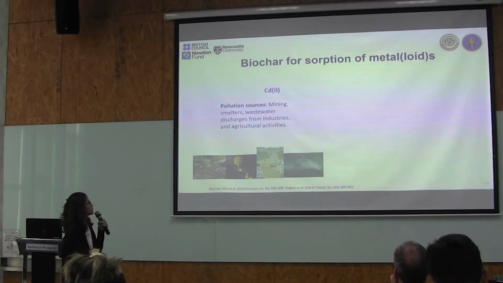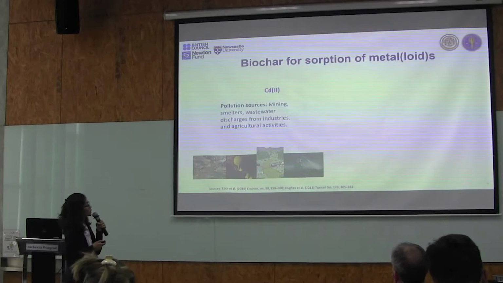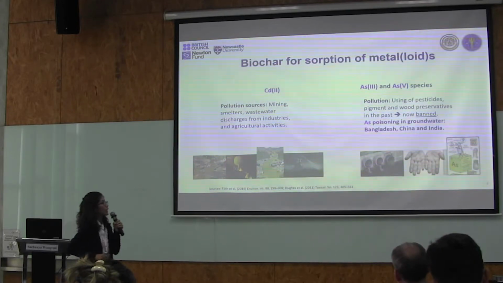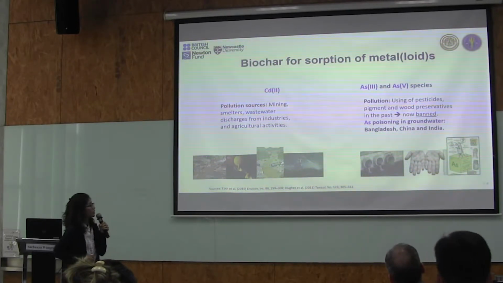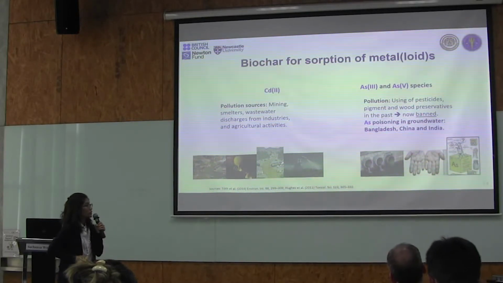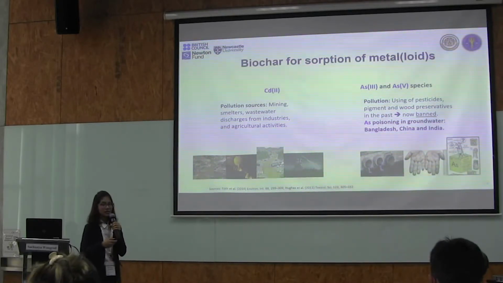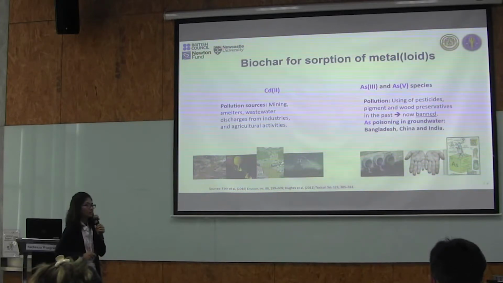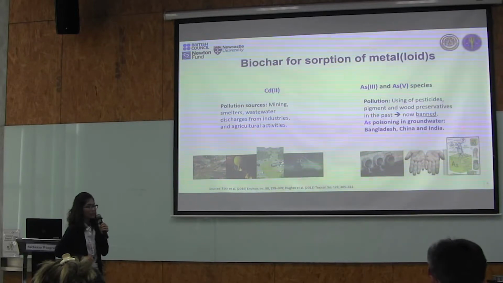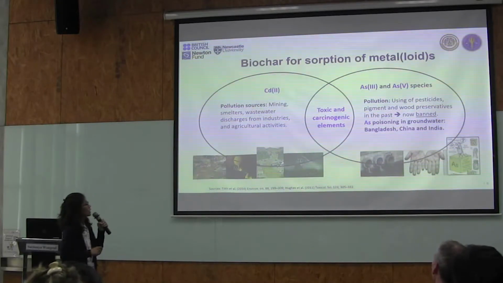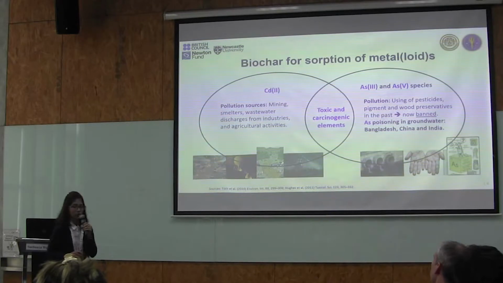Cadmium can be found in many sources, but mainly from the industrial side: mining, smelters, wastewater, and so on. Arsenic in the past was used as a pigment and a preservative, but when people figured out that it is very toxic, it was banned. But since these elements are persistent, they still remain in the environment, particularly in groundwater. Bangladesh, China, and India have a severe problem with these pollutants, and these metals and metalloids share toxic and carcinogenic properties.